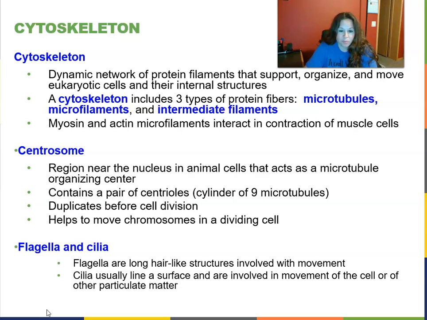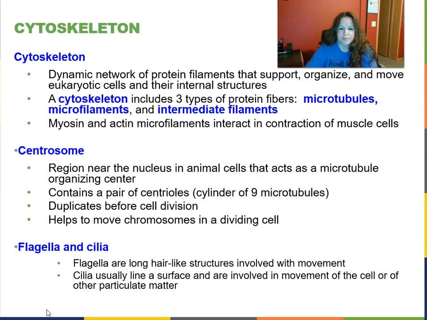The centrosome is a region near the nucleus in animal cells. You don't find it in plant cells, but it consists of a bunch of those microtubule proteins, and basically it acts as an organizing center to help a cell when it's ready to divide. So the centrosome contains a pair of centrioles. They're like little rod-shaped areas that have 9 microtubules each.